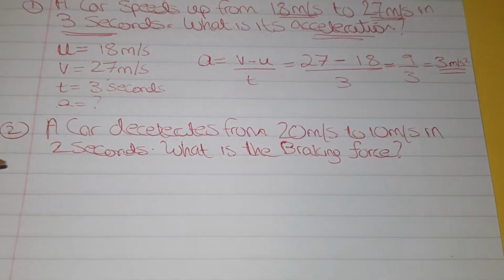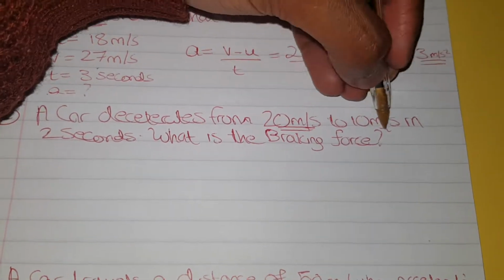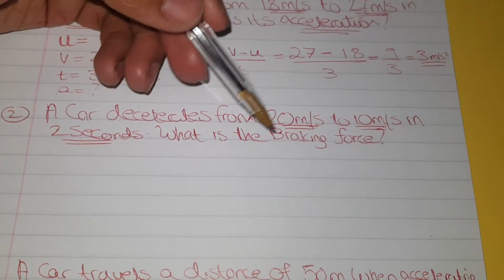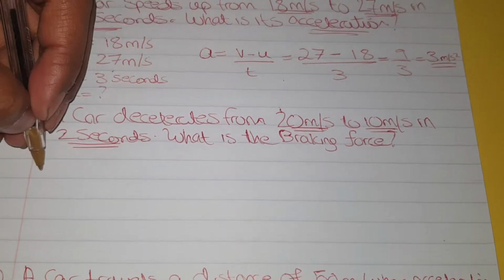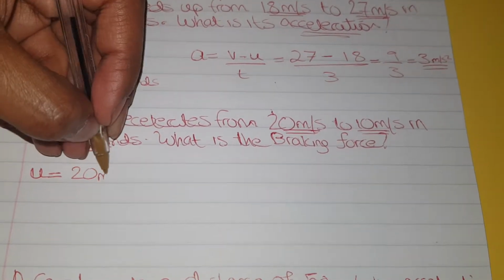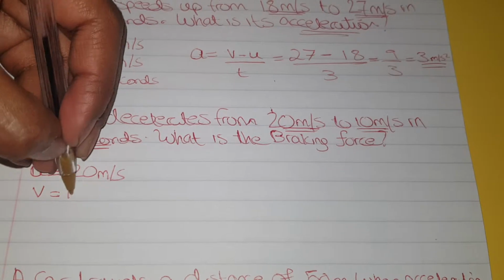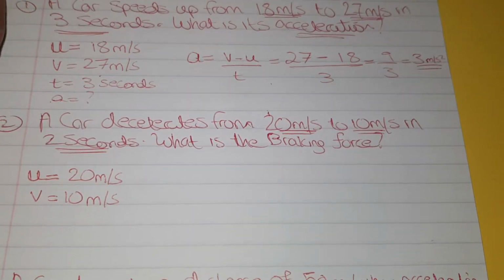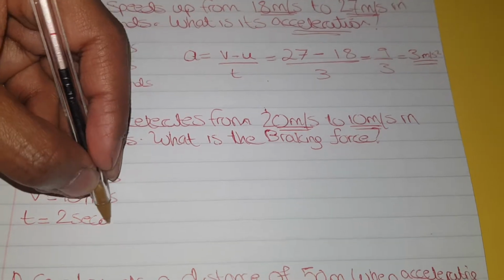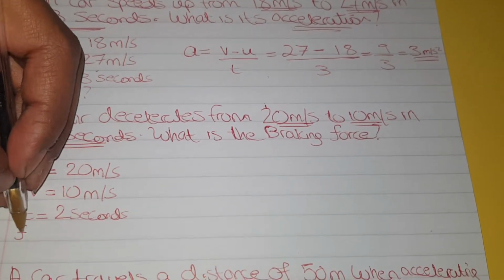Let's follow the same steps here. Underline everything, all the numbers. So the first speed they give in the question is always your initial speed. The next speed they give you is always your final. It doesn't matter whether there's more or less. That's just chronological order. They give you time, 2 seconds. And wow, this time they want force.